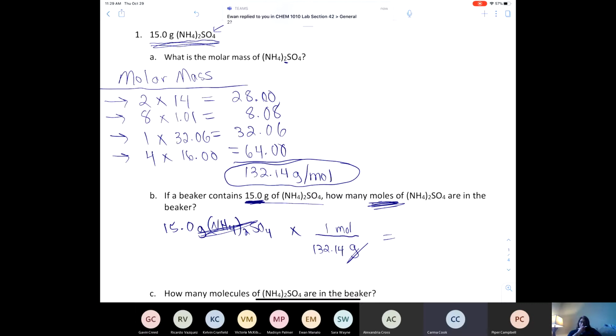Is the 0 significant? Is that a trailing 0 or is it a leading 0? Very good, Ewan. There are 3. That trailing 0 is significant. So therefore, our answer, we need 3 significant figures. And so our answer is 0.114 moles.